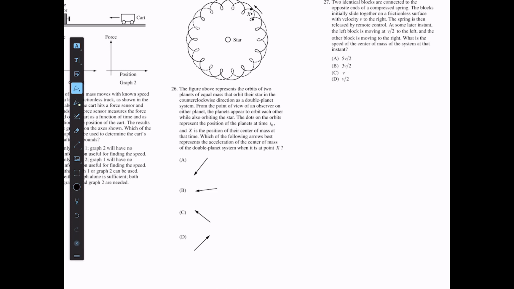Which of the following arrows best represents the acceleration of the center of mass of the double planet system when it is at point x? So at point x, the force on the center of mass is the force of gravity, which is directed towards the star. So the acceleration should be in that direction. So A is the best, because B is a little too horizontal.